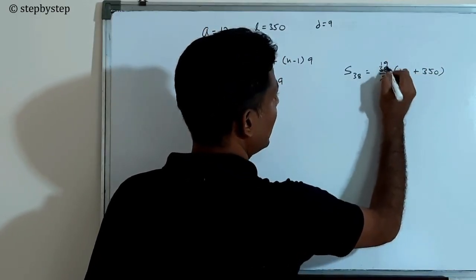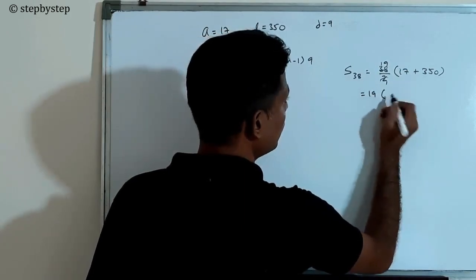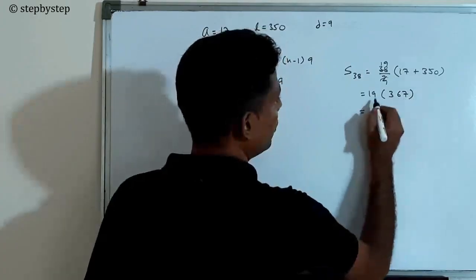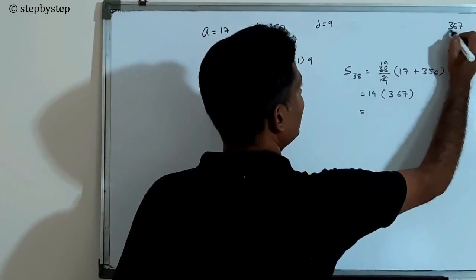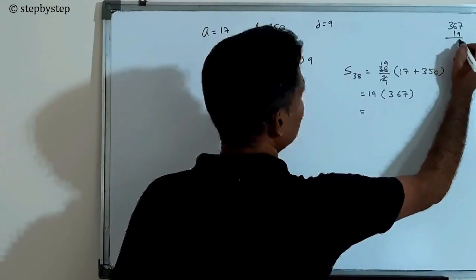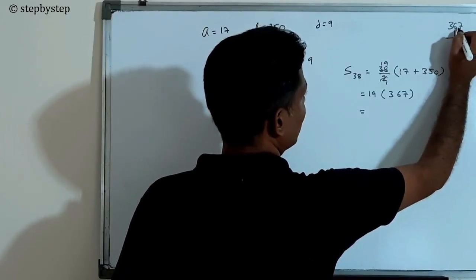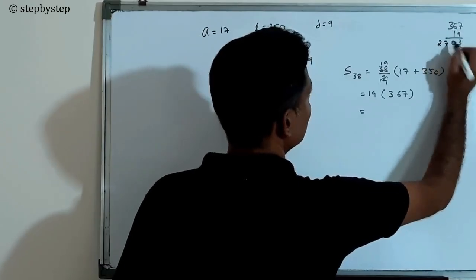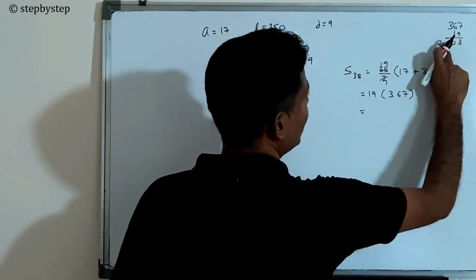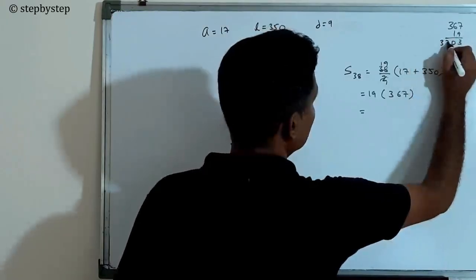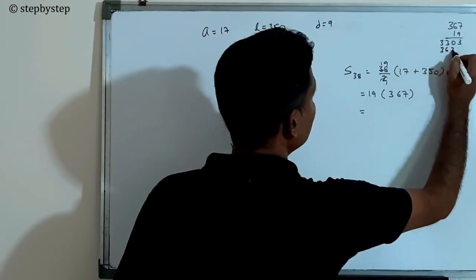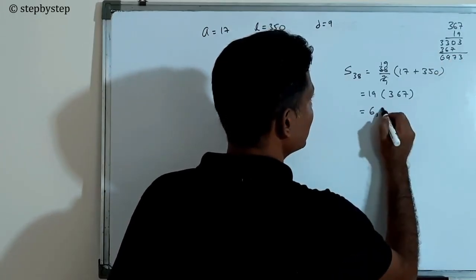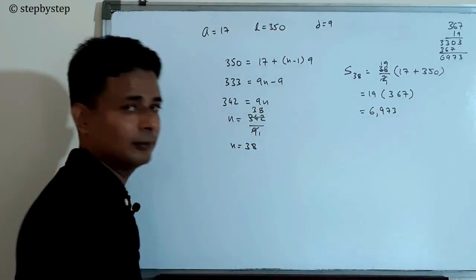2 nineteens are 38. So I get 19 into (17 plus 350), 367. So I have to do 367 into 19. 9 sevens are 63. 9 sixes are 54 plus 6, 60. 9 threes are 27 plus 6, 33. And here it will be 367. So the answer is 6973.